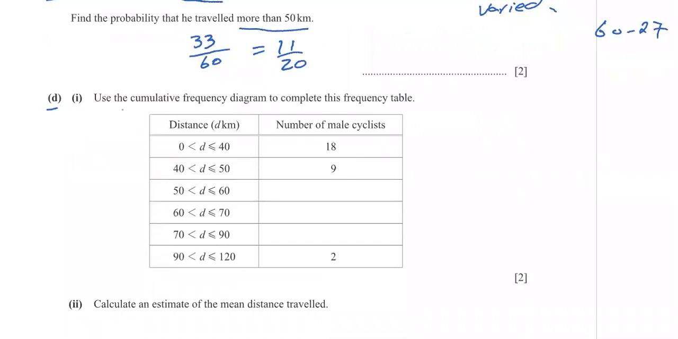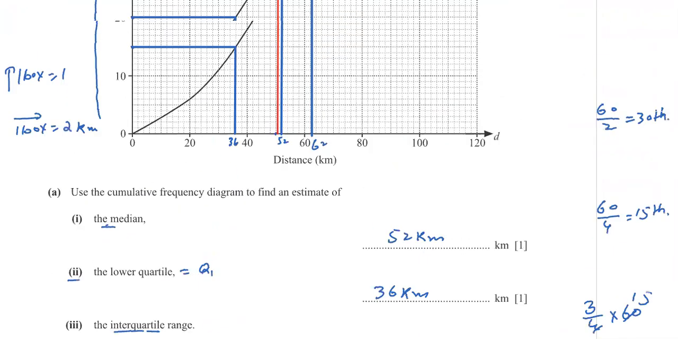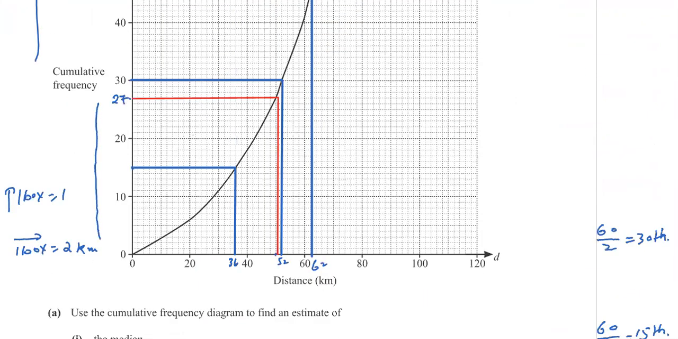Now part D is use the cumulative frequency diagram to complete this frequency table. We have to complete the frequency table. From 0 to 40, the number of male cyclists is given as 18. From 40 to 50 there are 9. From 50 to 60, we have to check how many there are. This is 50, and we know that for 50 it is 27.